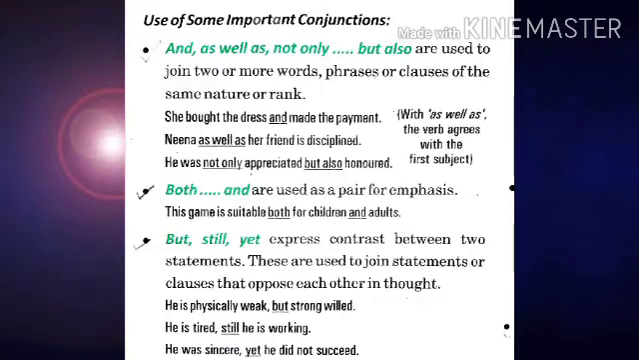Now students, let's talk about the conjunctions but, still and yet. I told you before that these conjunctions express contrast between two statements and are used to join statements or clauses that oppose each other in thought. Just remember, they oppose each other in thought. Example, he is physically weak but strong-willed. Now see, this is a contrast in his nature and physical ability. He is tired, still he is working. He was sincere, yet he did not succeed.